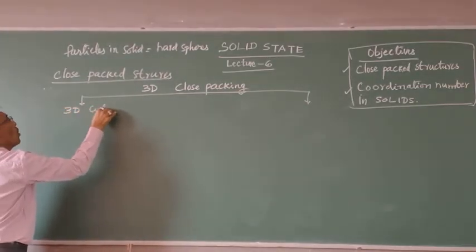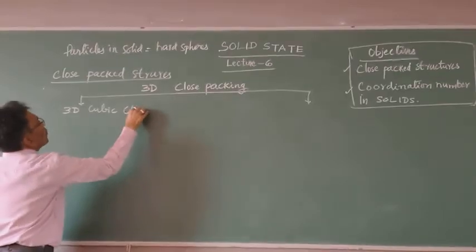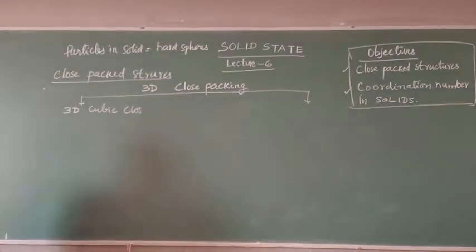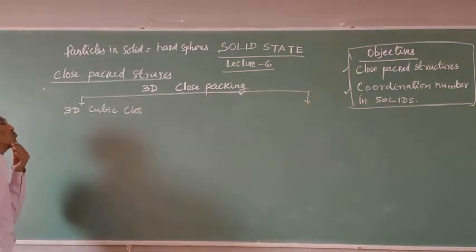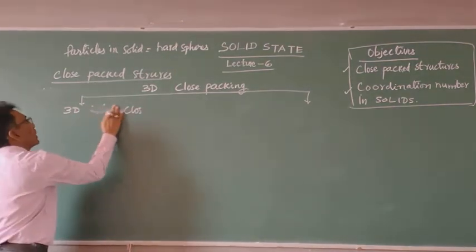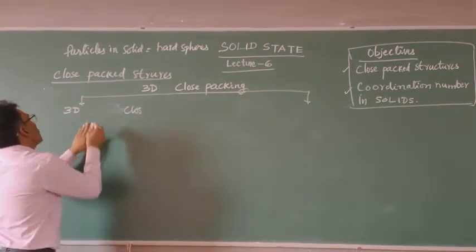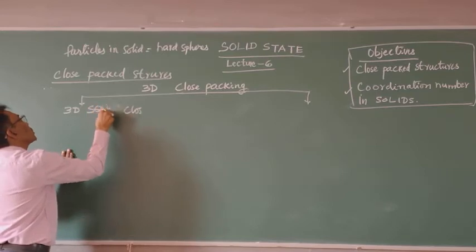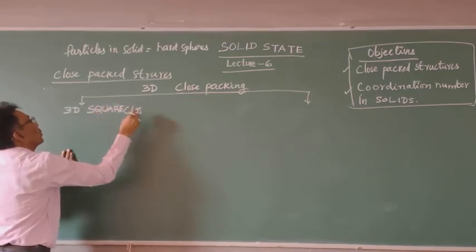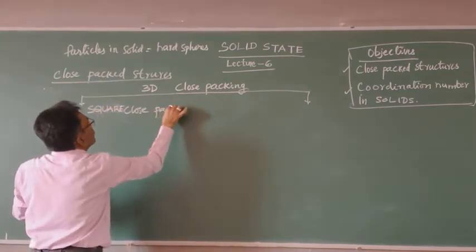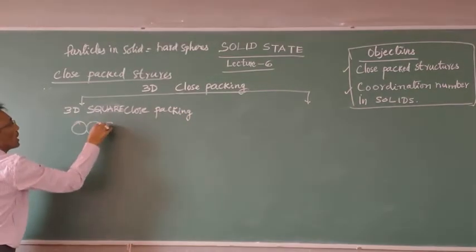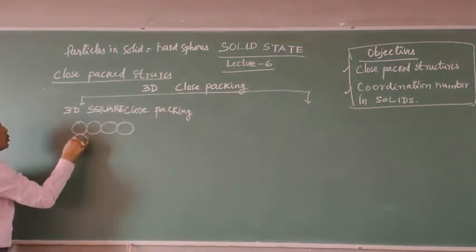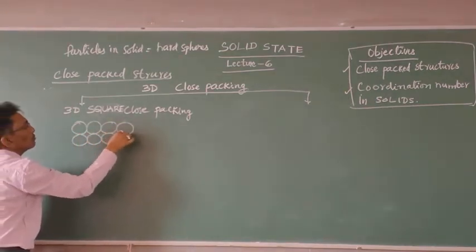Three-dimensional cubic close packing. Not cubic, square. 3-dimensional square close packing. What is resulted here, students? First take down the 2-dimensional arrangement.